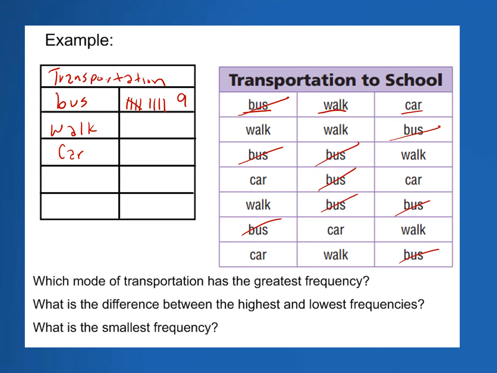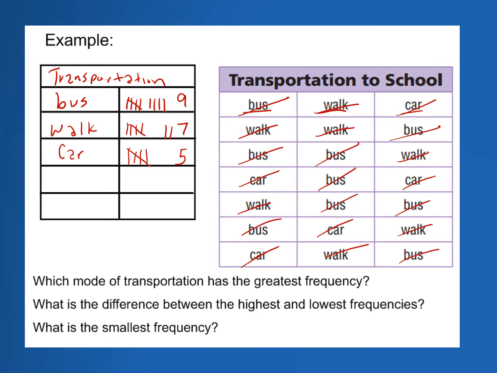And then go through and count the walking. So 1, 2, 3, 4, 5, 6, 7 walk. That leaves me the car. So 1, 2, 3, 4, 5 cars.